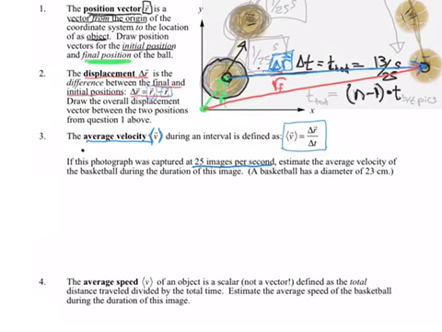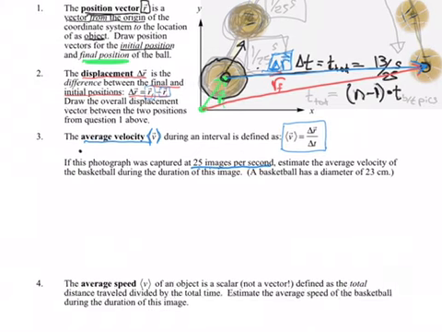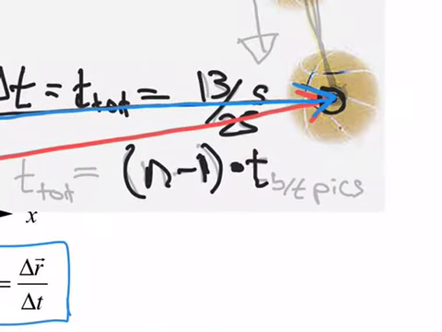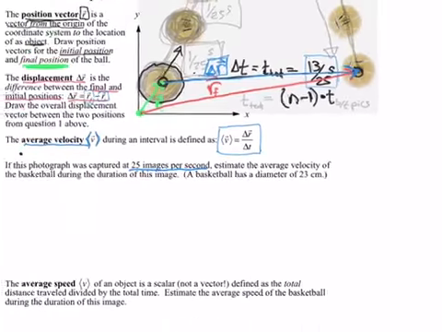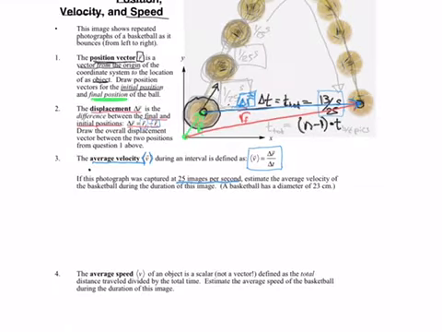And so we calculated also that means that we had 13, sorry, I drew over that a little bit, but you should be able to see there that the amount of time that went by, the delta t, is going to be equal to 13 over 25 seconds. So if we're trying to calculate the average velocity, we already have half the calculation done. We have the denominator, that delta t, done.